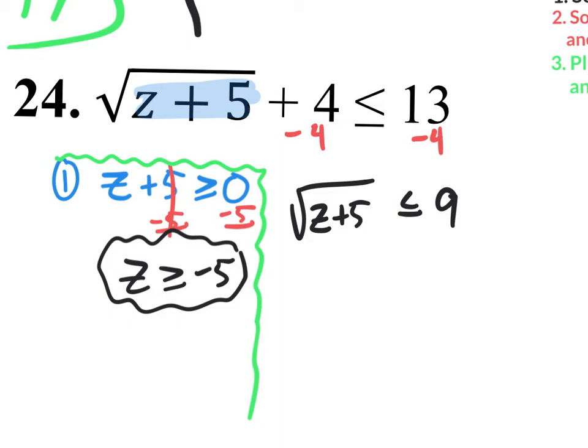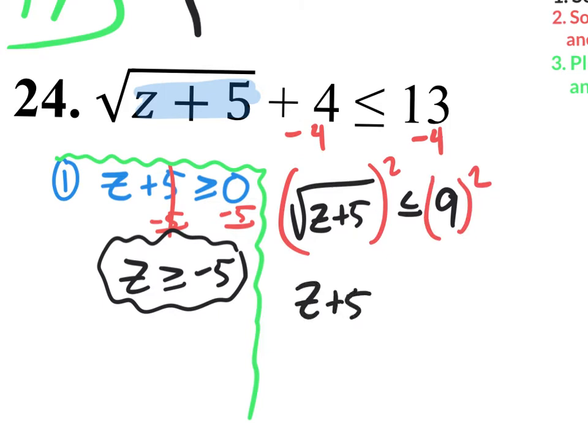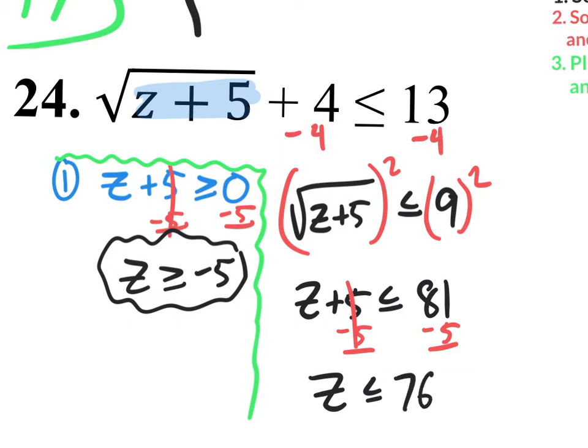All right, so what would the next step be right here if I'm trying to solve this inequality? You square both sides. Yeah, that's right. You square both sides. Thanks for participating, guys. All right, so we're going to square right here and square right there. And we will end up with z plus 5 is less than or equal to 81. We're going to subtract 5. We're going to end up with z being less than or equal to, what is that, 76?